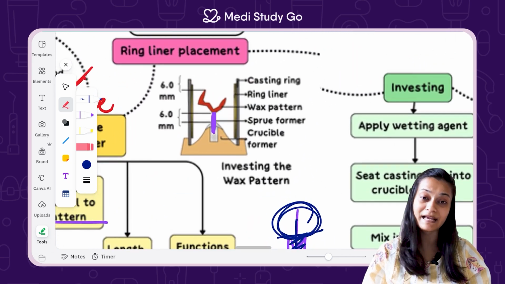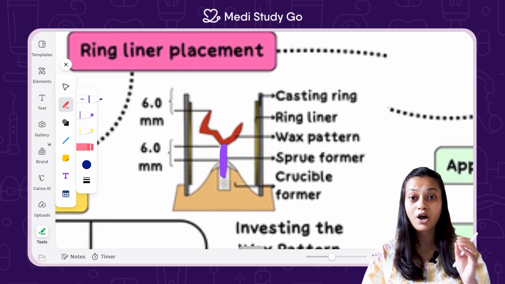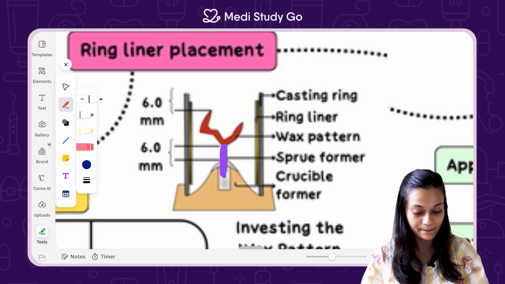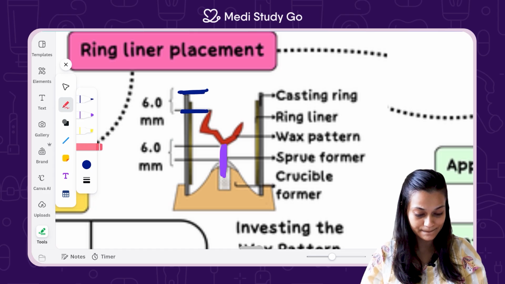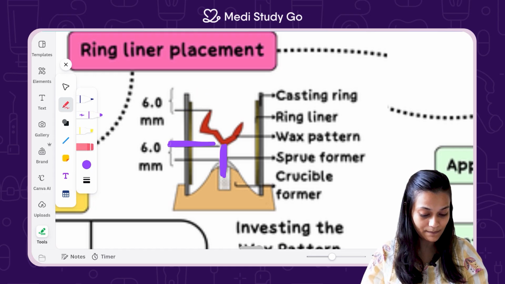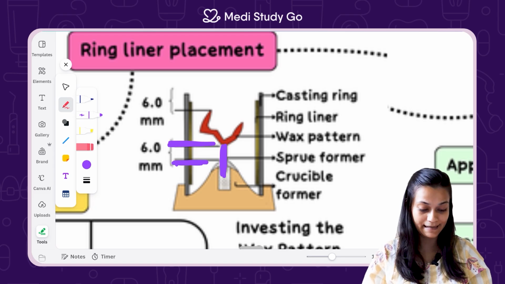So when I talk about placement, I said something about 1/4 inch away from the end. That's nothing but your 6 mm from the end completely. That's nothing but the 6 mm away from your end.